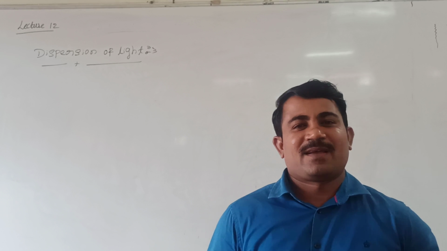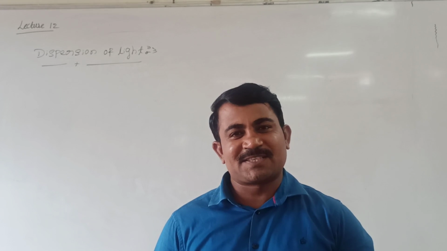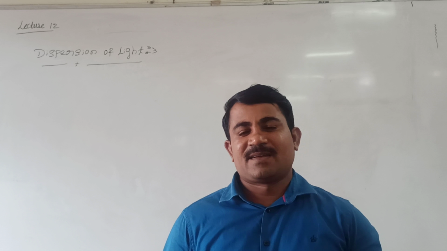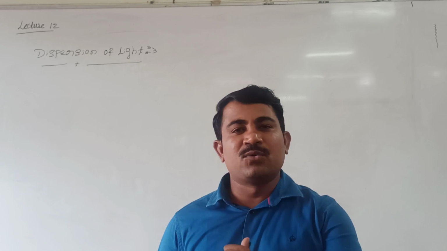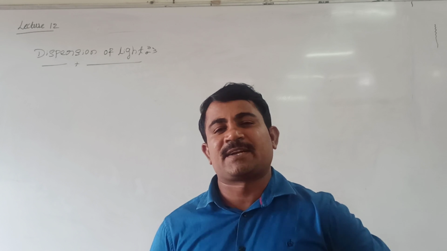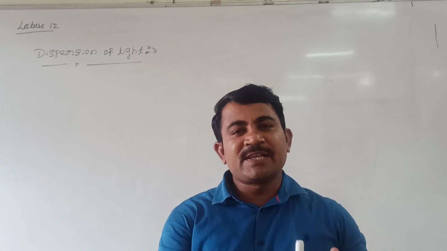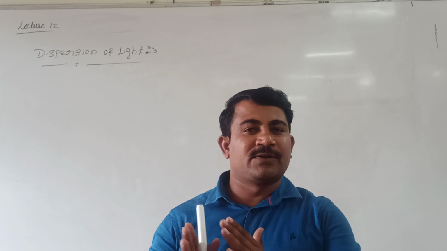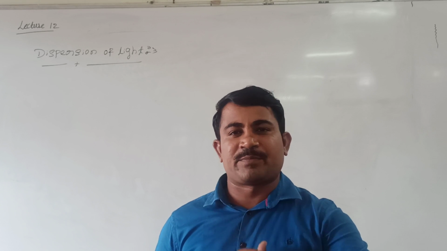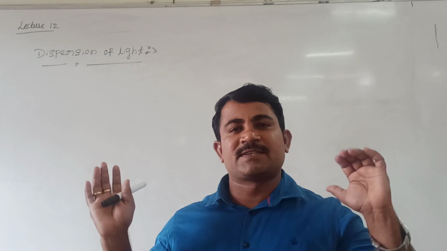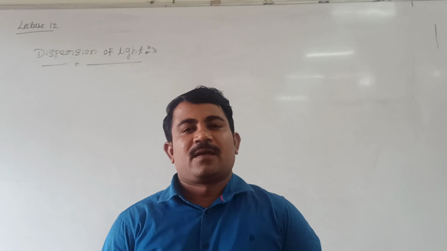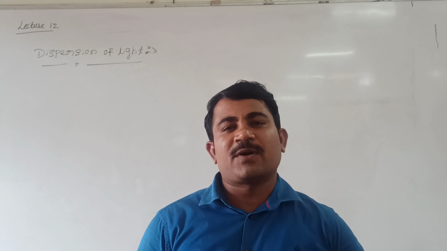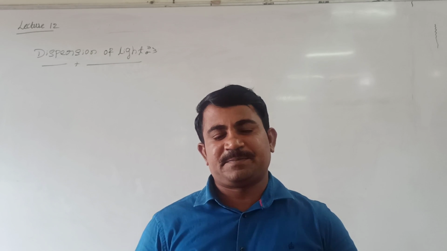Welcome all. In this session we will discuss dispersion of light, the rainbow, how a rainbow can be formed, and how light can be scattered during sunshine, during sunrise and during sunset, how the skies appear to be red and how the skies appear to be blue. That phenomenon I will explain in this session. Initially we will see what is meant by dispersion of light.